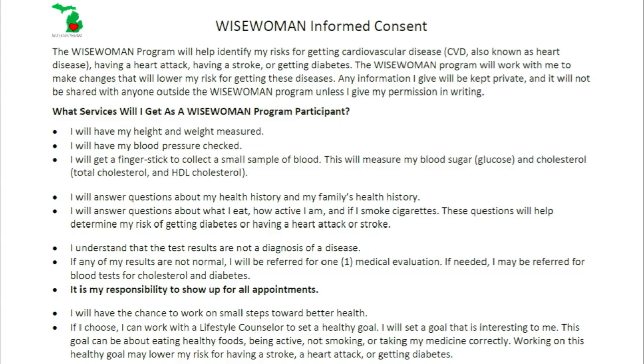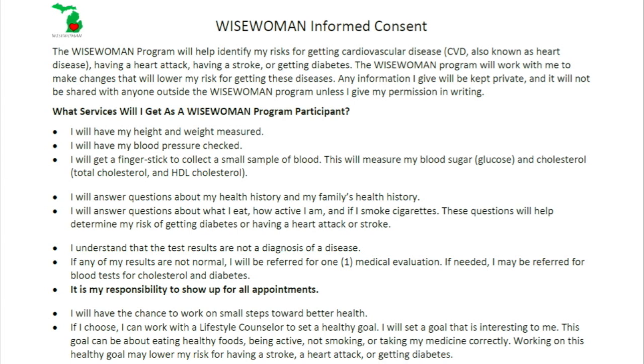Let's take a look a little bit closer. The form is written in plain language so that anybody can understand it. We did that because we want the women who are in the program to understand what's happening and not just take it as it's coming. Most informed consents look like they're written by a lawyer, and they're very difficult to understand. This one we really tried to make sure that the women understand what's happening.